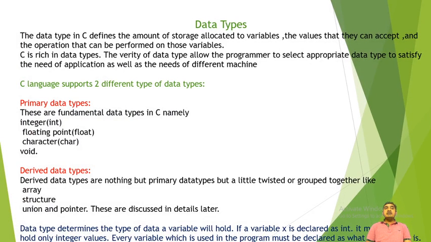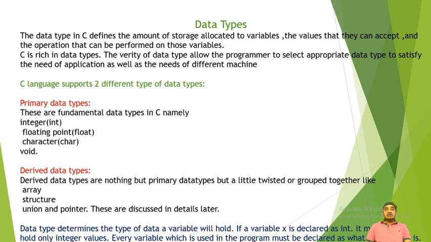The data type in C defines the amount of storage allocated to the variable, the values that they can accept, and the operations that can be performed on those variables. C language is rich in data types. The variety of data types allows the programmer to select the appropriate data type to specify the need of the application as well as the need of different machines.